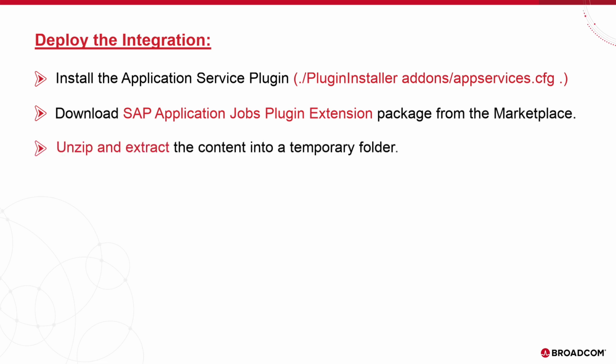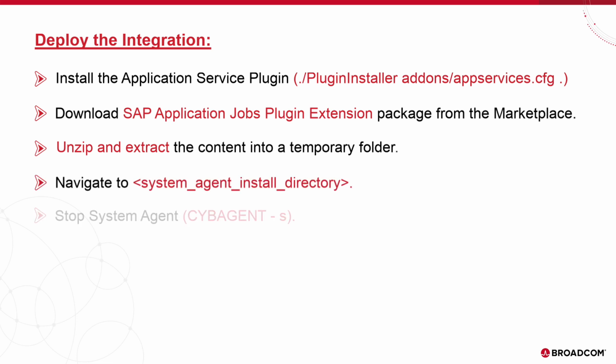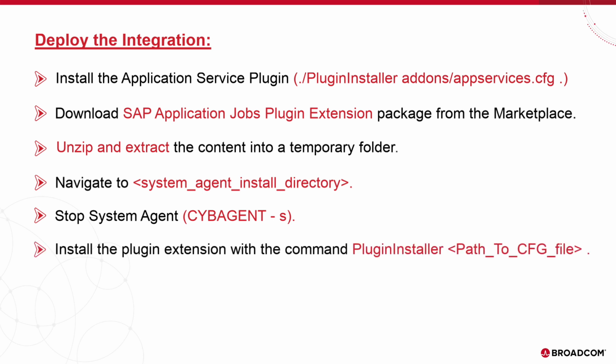Unzip the package and extract the content into a temporary folder. Navigate to the System Agent install directory. Next, we must stop the system agent with the cybagent -s command. Install the plugin extension with the command plugininstaller, followed by the path to the CFG file. Now, restart the system agent with the cybagent -a command.